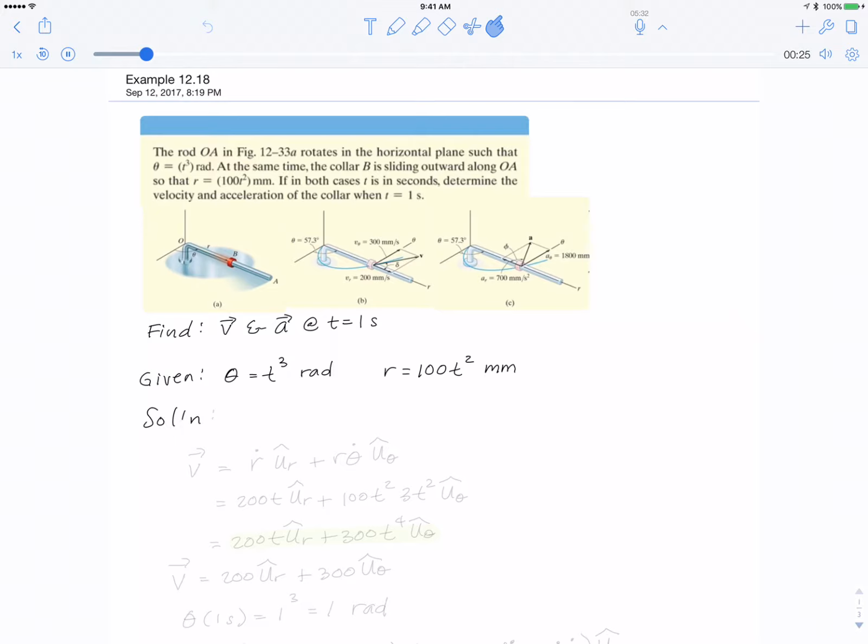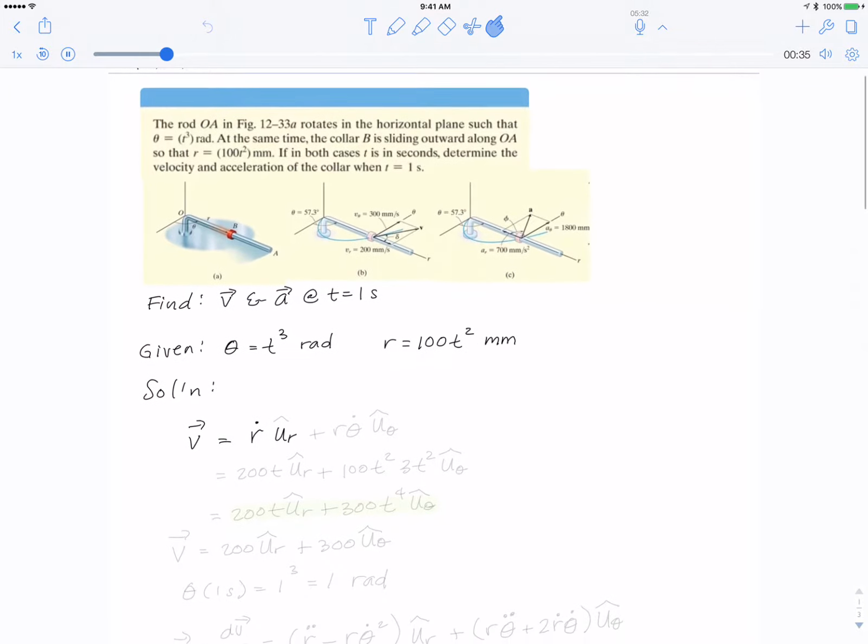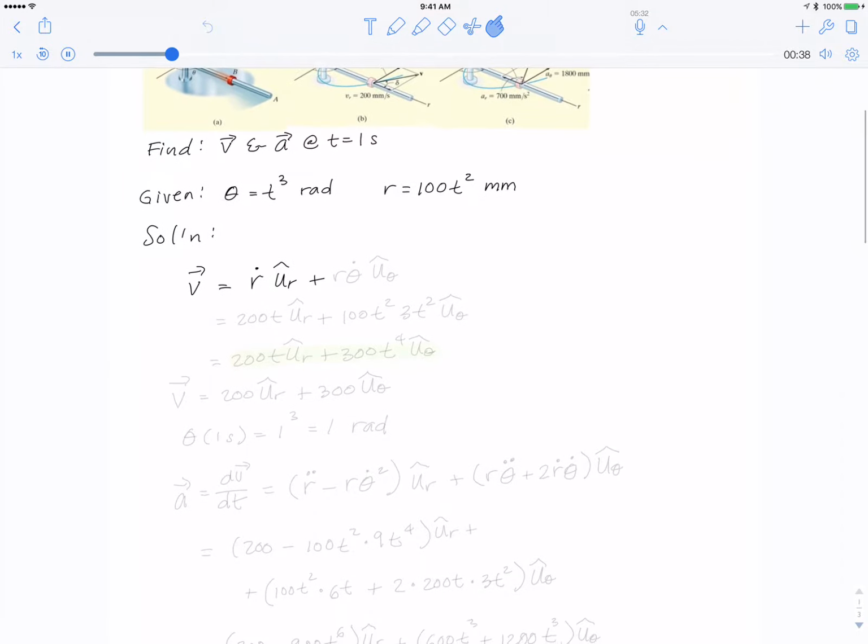So the solution will be velocity. If you remember, in polar coordinates, velocity is r dot, the velocity in the r direction, which is how fast the radius is changing, plus r theta dot in the theta direction. And so remember, the radius times the angular velocity equals the linear velocity.